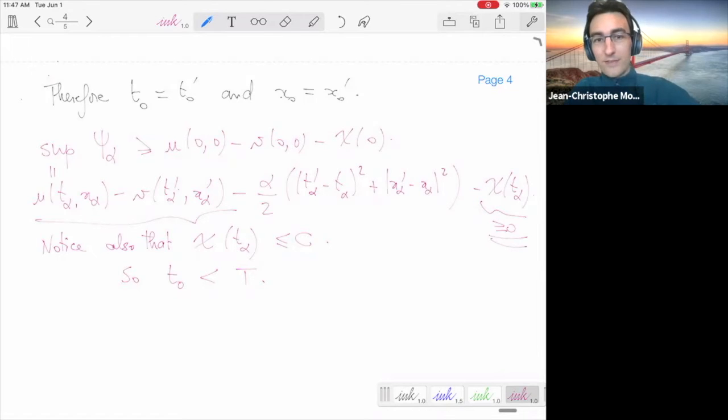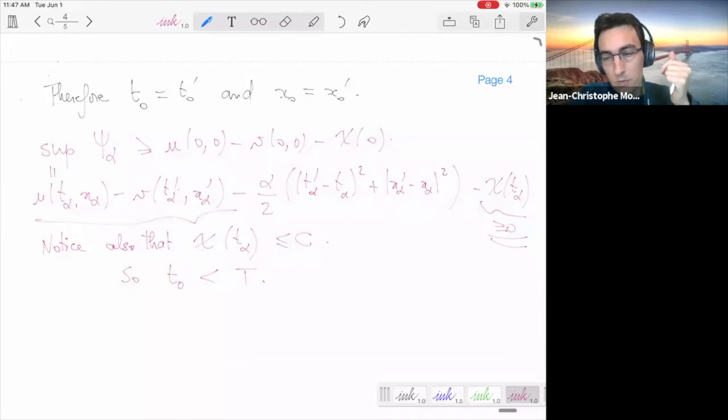All right, so let's continue through this proof. We have doubled these variables. So instead of optimizing u minus v, we're optimizing this u of t x minus v of t prime x prime with this big penalty term, which is forcing the t and the t prime to be very close and the x and the x prime to be very close.